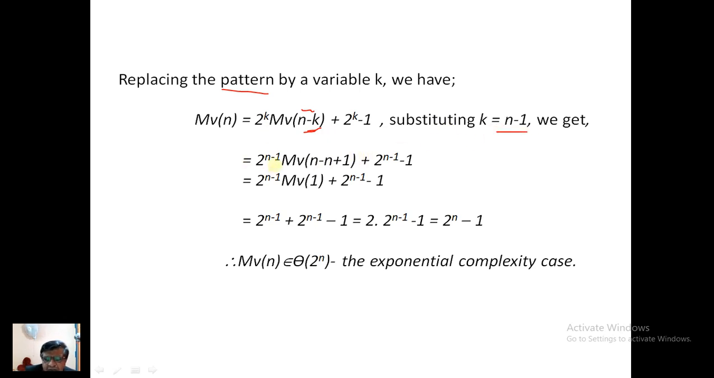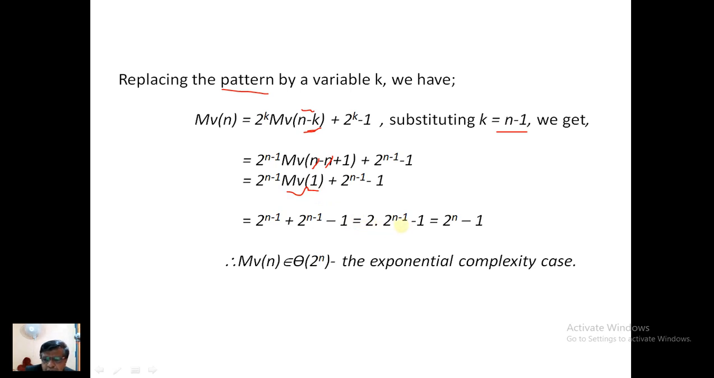Therefore, 2 to the power of n minus 1, wherever k is there, we will substitute n minus 1. 2 to the power of n minus 1 M(n minus (n minus 1)). If you substitute n minus 1 over here, minus is there outside. So, n minus n plus 1 plus 2 to the power of n minus 1 minus 1. So, n will get cancelled. We will be left with 2 to the power of n minus 1 M(1) plus 2 to the power of n minus 1 minus 1. Upon simplification, because this will give you 1.